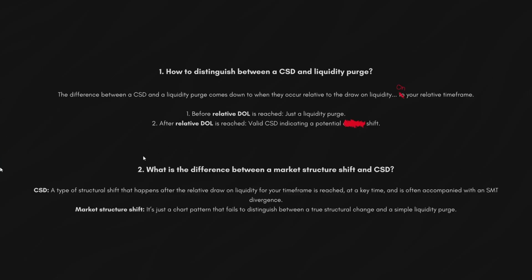Now, the second question is, how do you distinguish between a regular market structure shift and a valid CSD? A CSD is a type of structural shift that happens after the relative drawn liquidity for your time frame is reached at a key time, and it is often accompanied by an SMT divergence with a correlating asset. But a market structure shift is just a chart pattern that fails to distinguish between a true structural change and a simple liquidity purge. Okay.